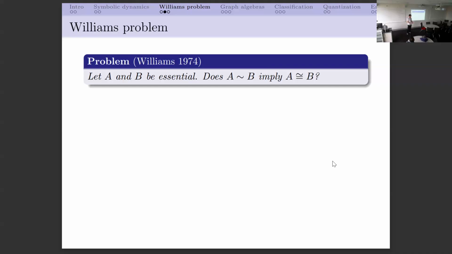Meaning that there's an algorithm that terminates and tells you whether or not these two systems are conjugate. So can you remind me what this tilde means? The tilde is shift equivalence, and the other symbol is strong shift equivalence.